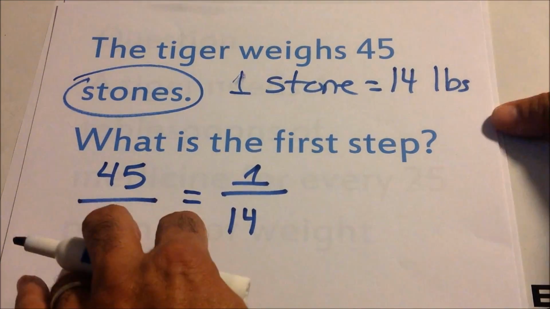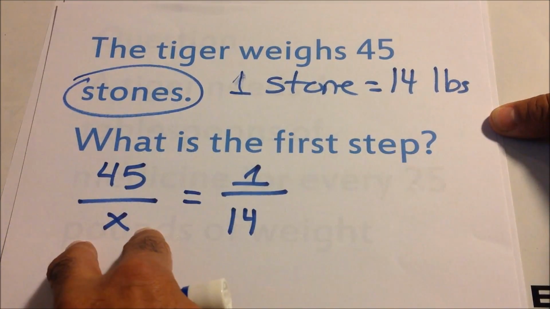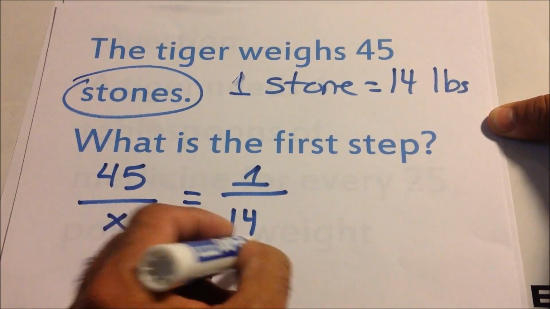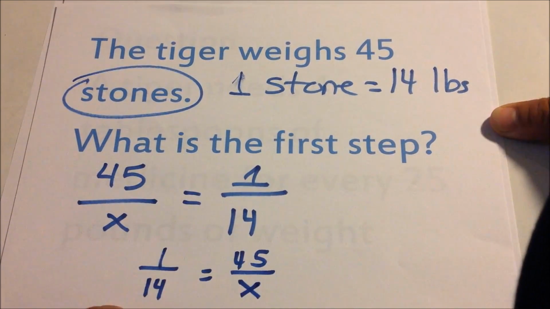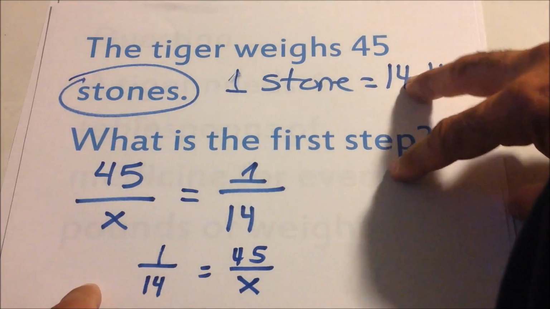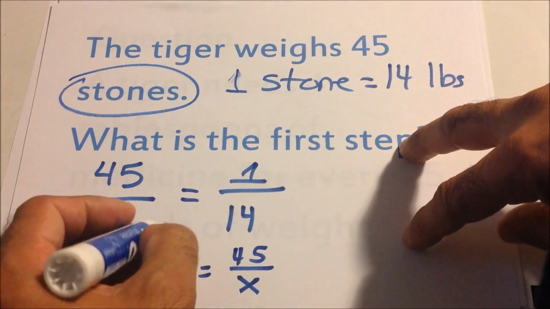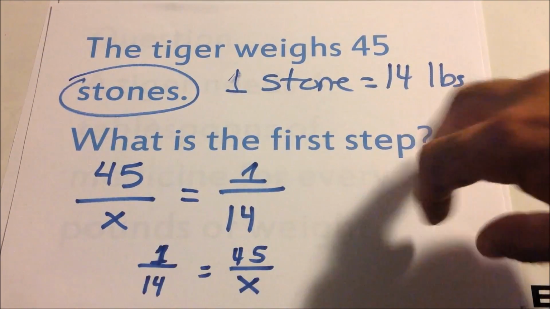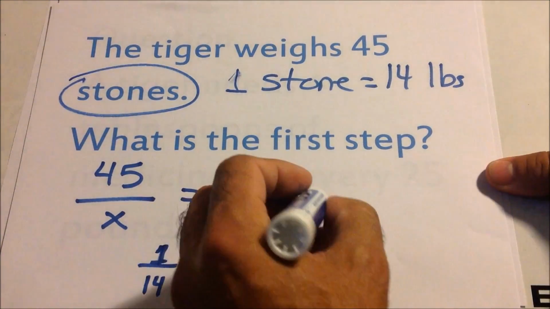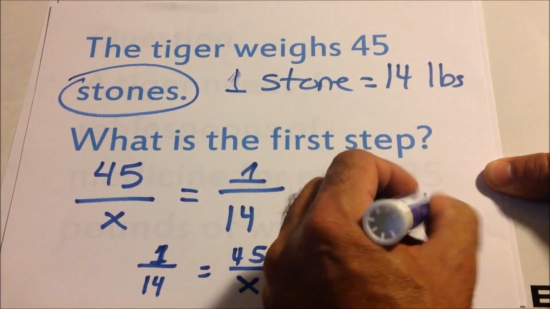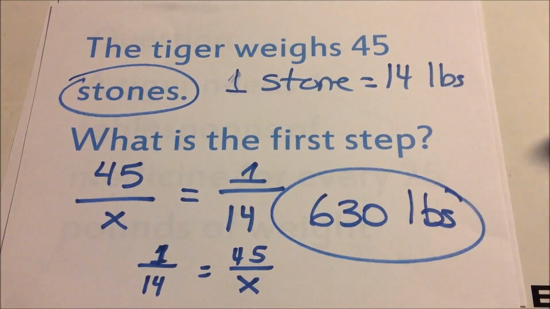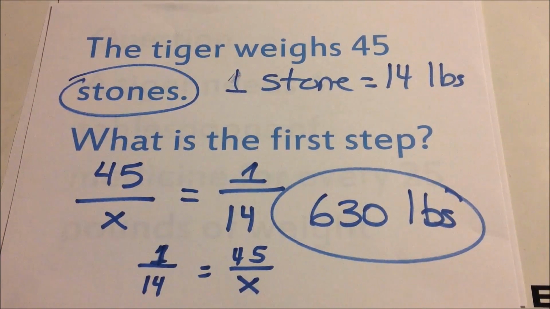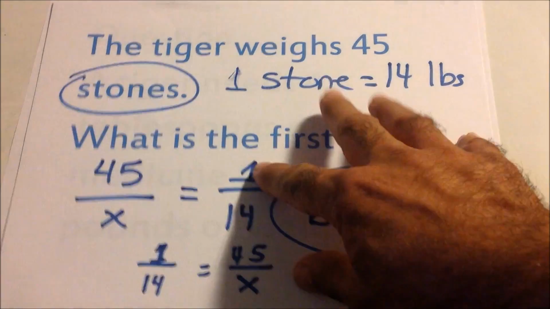And by the way, you don't have to label it this way. You could have reversed it. You could have done 1 over 14 equals 45 over x. Whatever's easier for you. And here you can see 1 times 45 is 45, so 14 times 45 will give us our answer. You can see that if you did that, the tiger would weigh 630 pounds. A very big kitty cat. And tigers, they're the biggest cat in the world. They're bigger than lions, and they're extremely powerful.